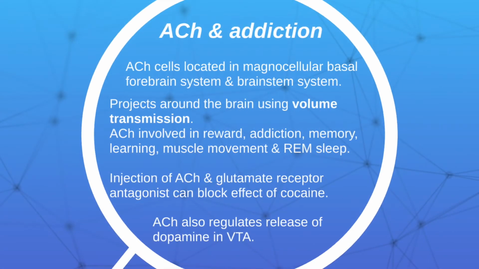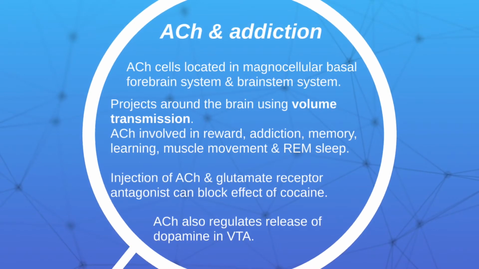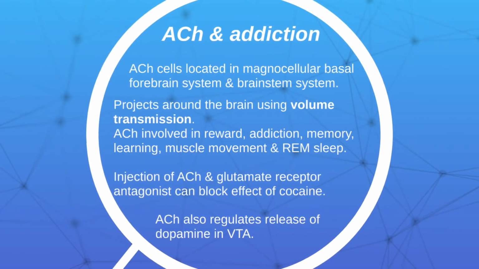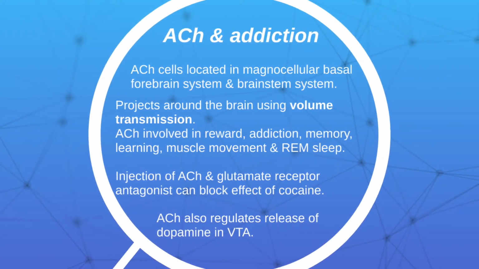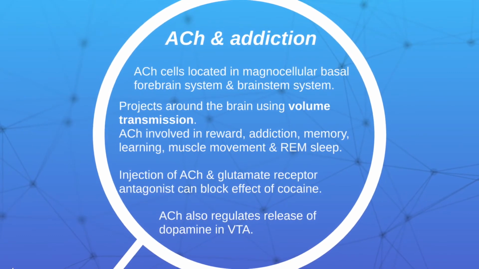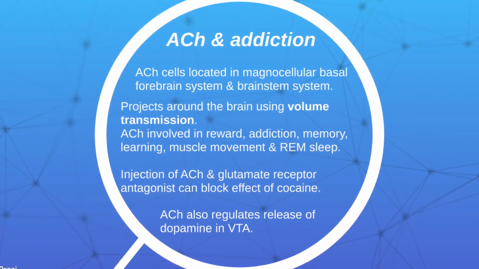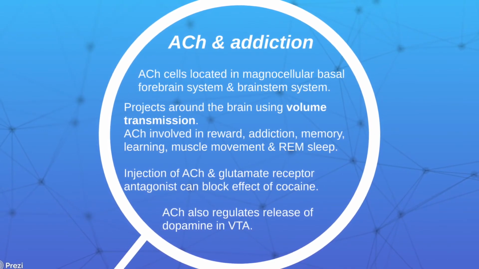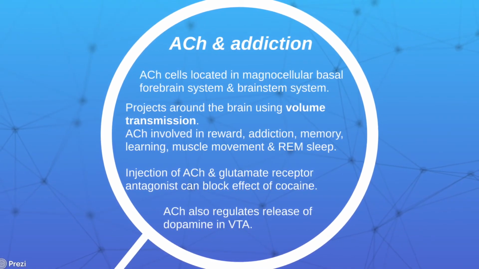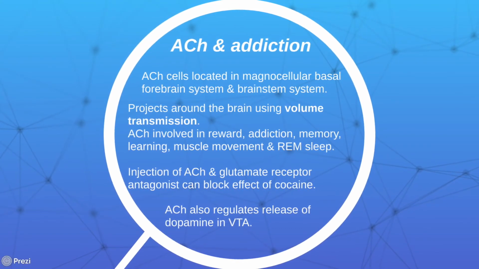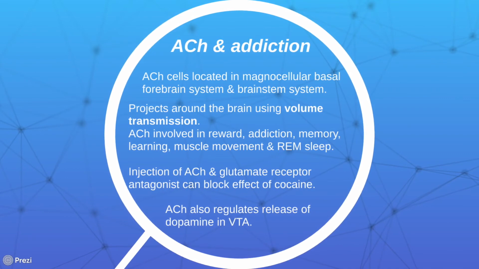ACh and addiction. ACh cells are located in the magnocellular basal forebrain system and brainstem system. They project around the brain using volume transmission, and ACh is involved in reward, addiction, memory, learning, muscle movement, and REM sleep. The injection of ACh and glutamate receptor antagonists can block the effects of cocaine, and ACh also regulates the release of dopamine in the VTA, the ventral tegmental area.